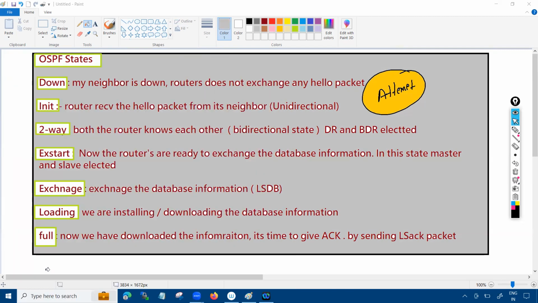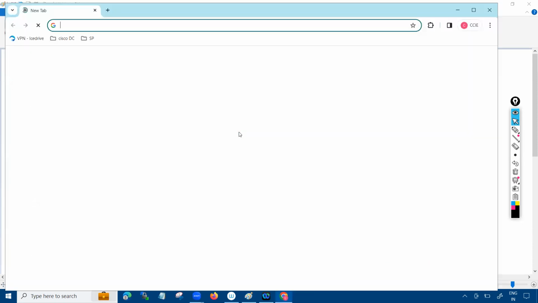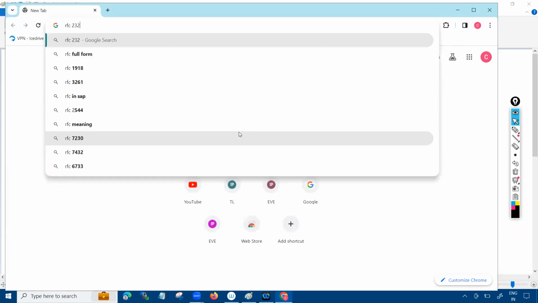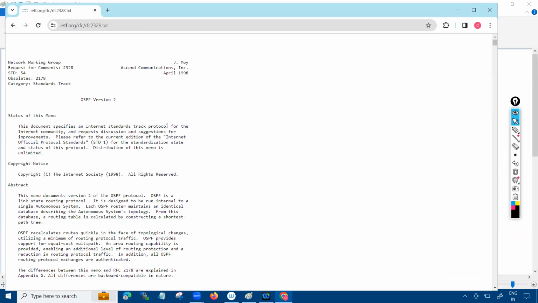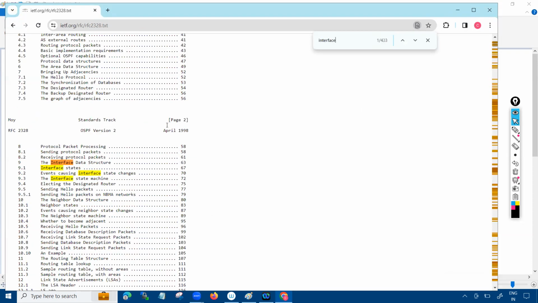So both are different things. Don't confuse the states. OSPF states are one thing, interface states are another. So, RFC 2328. You will not find this information in normal books, so you have to go with the RFC. RFC version 2, 1998. So, interface states.